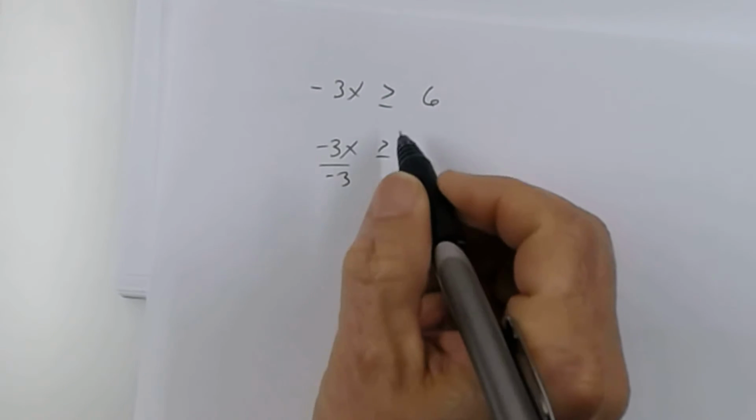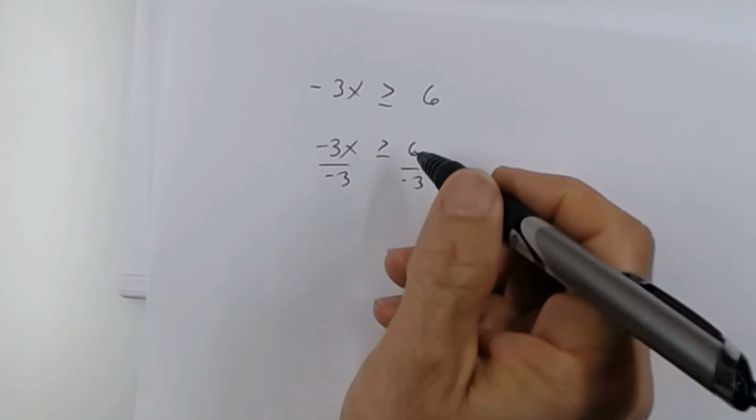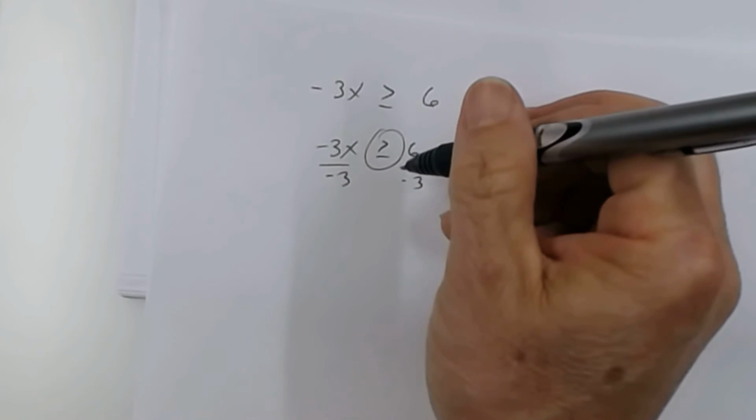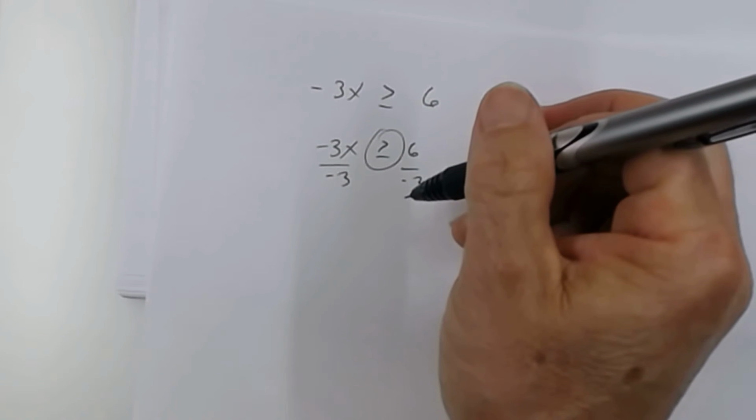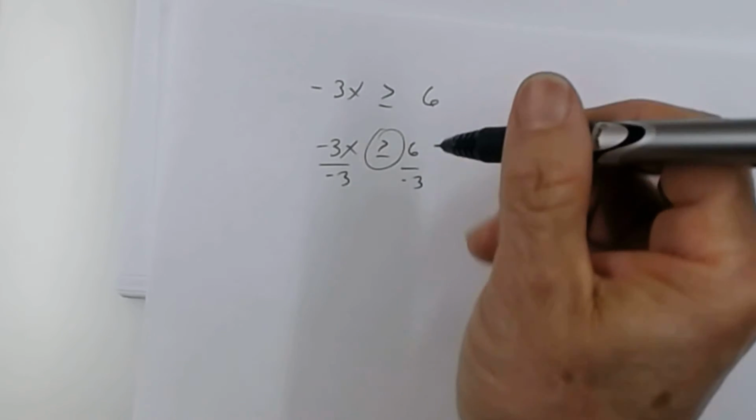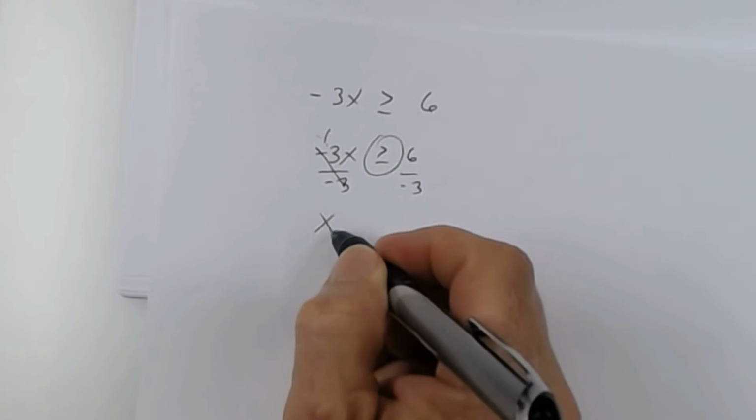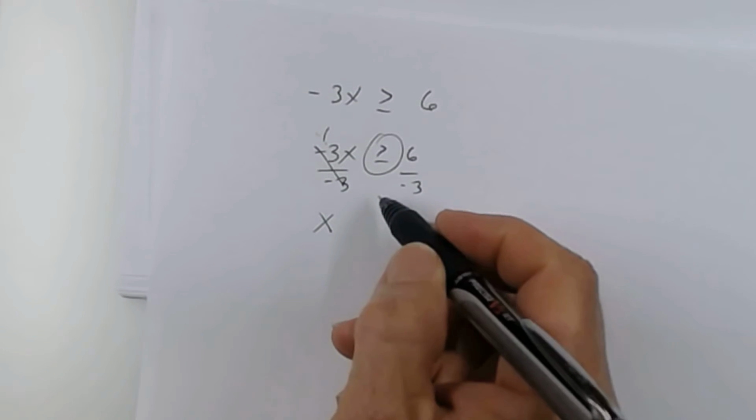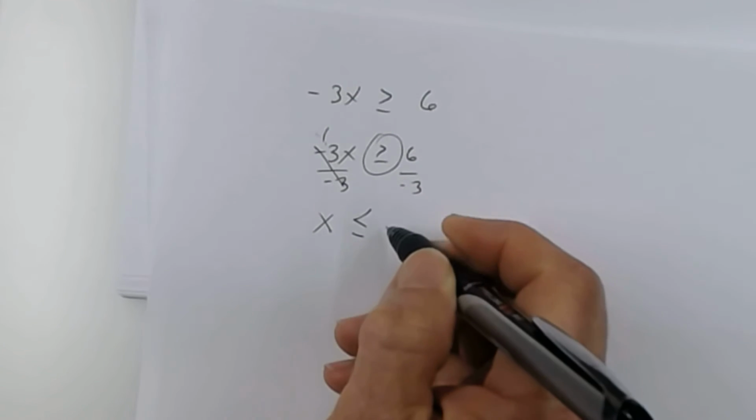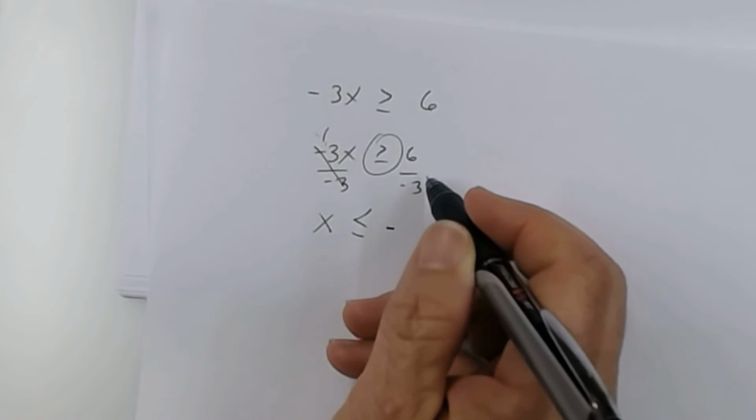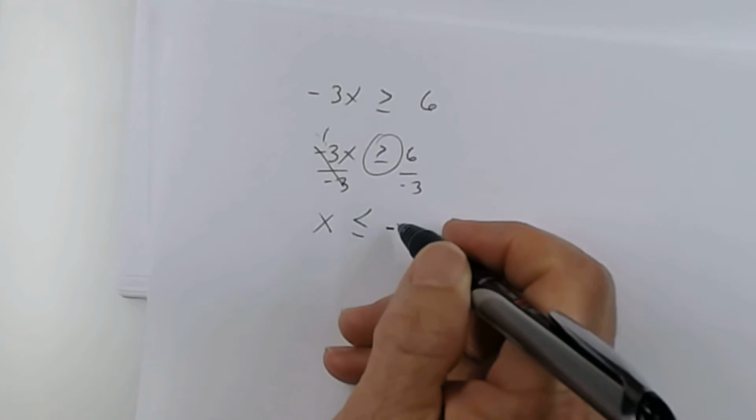So what happened, if you recall what I did in that course, was I circled this to remind me to reverse it. So negative 3 divided by negative 3 is 1. 1 times x is x. But x is not greater than or equal to. x is less than or equal to. 6 divided by negative 3 is negative 2.